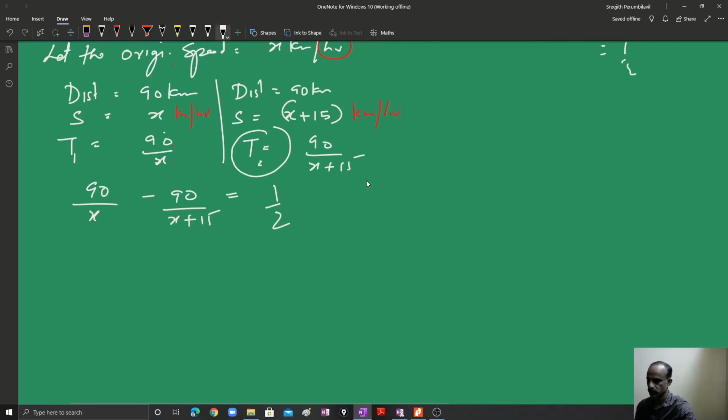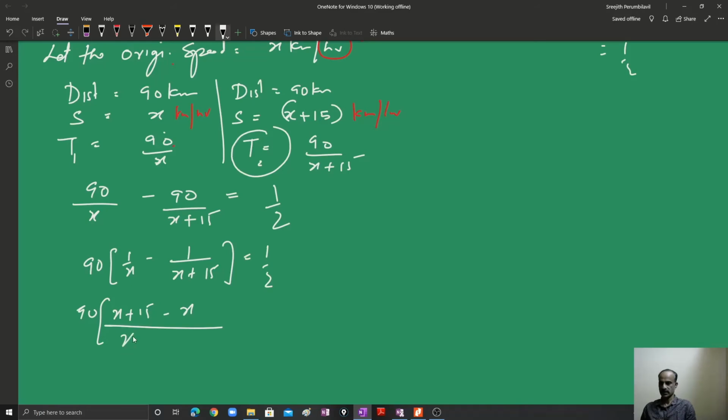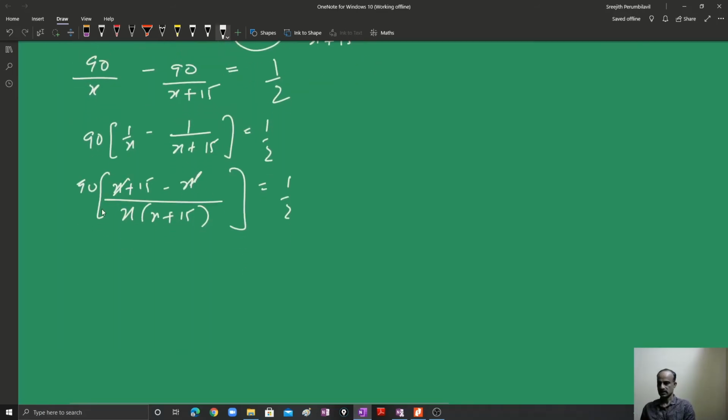Okay, so we will go for the quadratic equation. I think you can solve on your own. Taking 90 outside, 1 by x minus 1 divided by x plus 15 is equal to 1 by 2. 90 into x plus 15 minus x divided by x into x plus 15 is equal to 1 divided by 2. The x and x cancel. So 180 into 15 is equal to x into x plus 15.